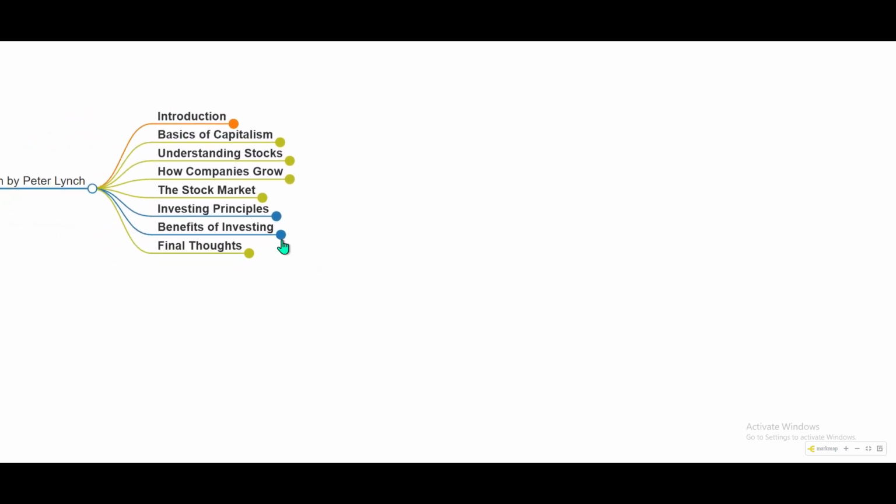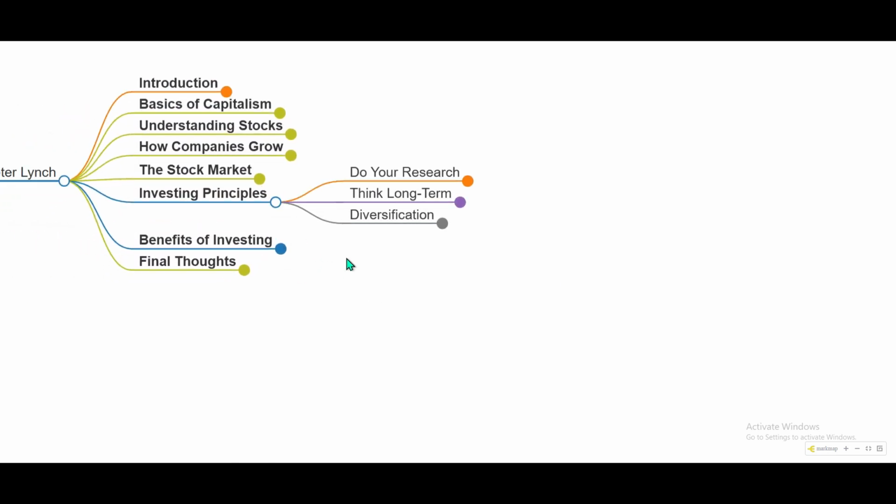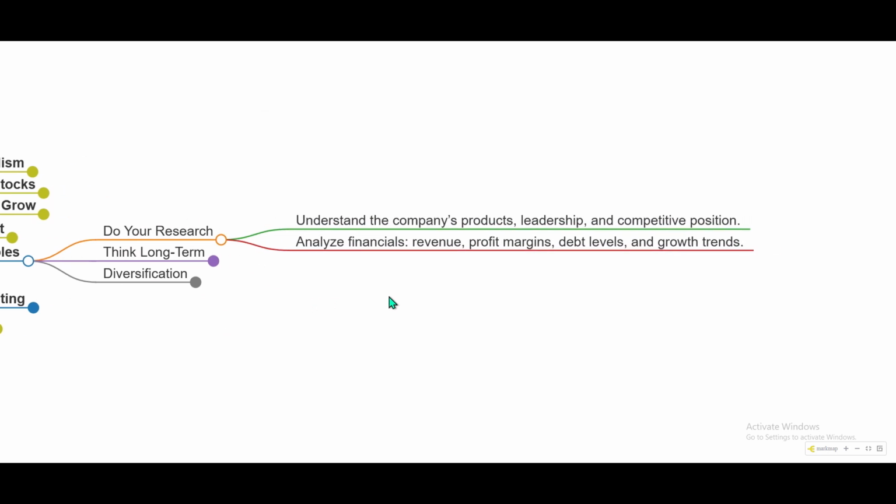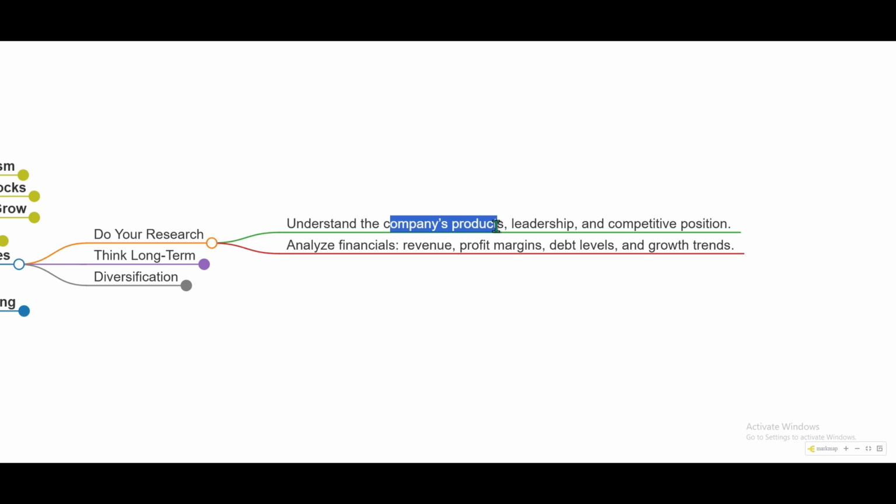Then the next is, what are the investing principles suggested by Peter Lynch? First of all, do your research. That is, understand the company's products. You need to understand what kind of product the company makes, or what kind of services it offers. Then what is the leadership, the management? Is it honest? Is it ethical? All these things have to be checked before you invest in a company.